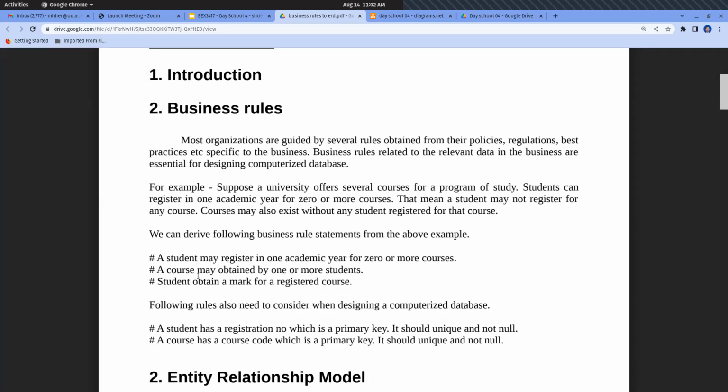Student obtains a mark for a registered course. That is in between, the student is there, the course is there. When a student registers for a course, he will get a mark. Finally, he will get a mark.